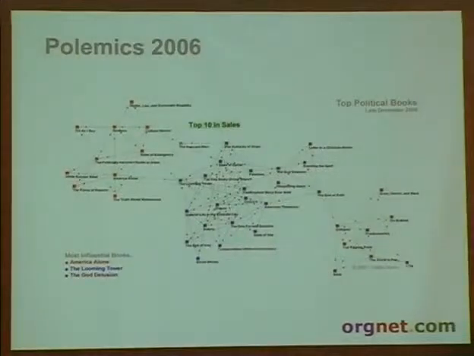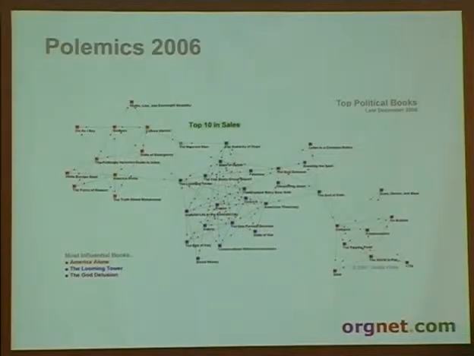So I looked at a lot of books in 2004, but I thought, what if I just look at the top 10? So rather than looking at the top 100 best-selling political books, what if I just look at the top 10? What patterns do I get then? And in 2006, these were the patterns. We had a right-wing cluster, a left-wing cluster, and a new cluster that was neither right nor left. A lot of these were economic books: The World is Flat, Freakonomics, The Tipping Point, Guns, Germs, and Steel.